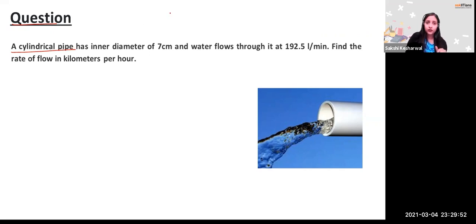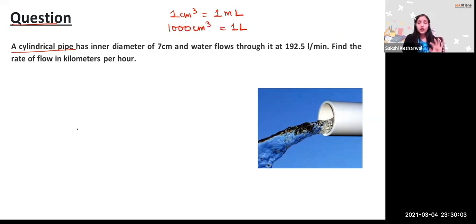You know one thing, that 1 centimeter cube is equal to what? 1 mL, right or not? So can I say that 1,000 centimeter cube is equal to what? 1 liter, right or not? Yes. So this is how.